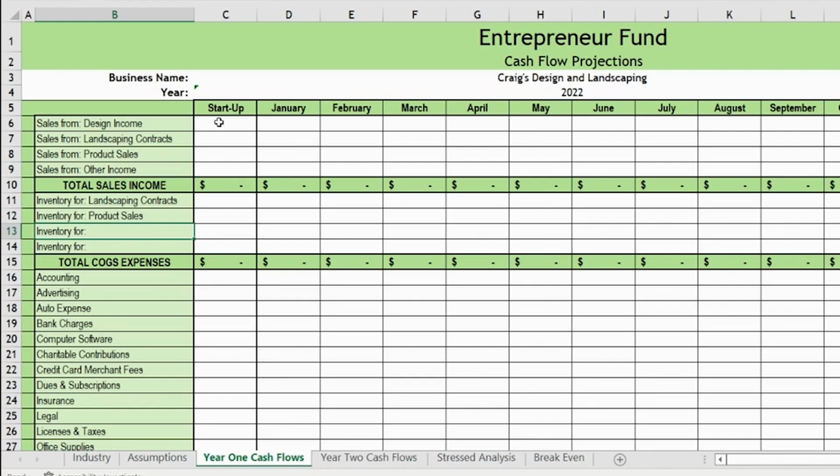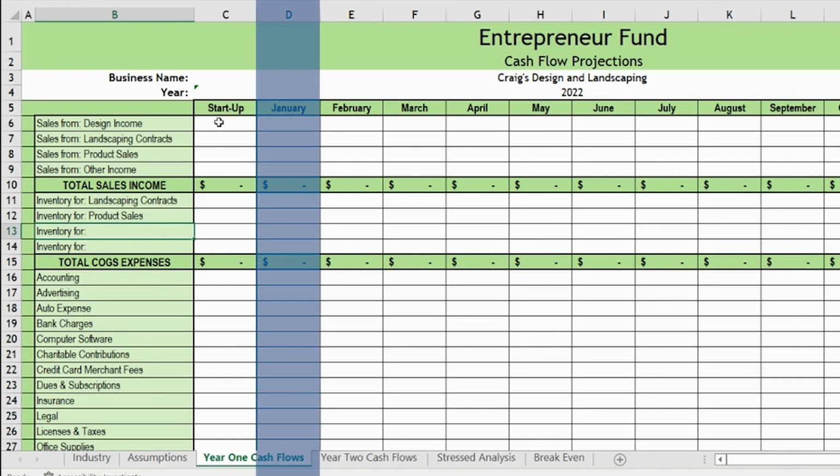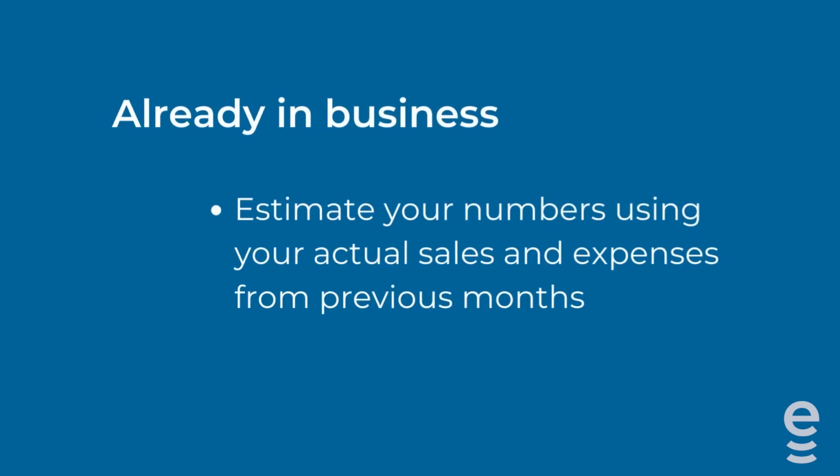Moving on to step 2. Starting with January if you're already in business, or starting with whatever month you plan to open if you're a new business, enter your first row. If you're already in business, a good starting place for estimating your numbers is to find your actual sales and expenses for the previous months.